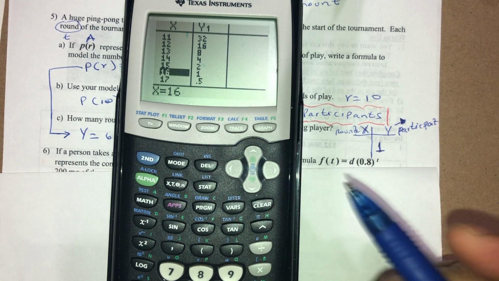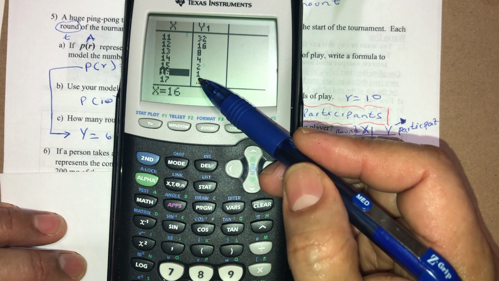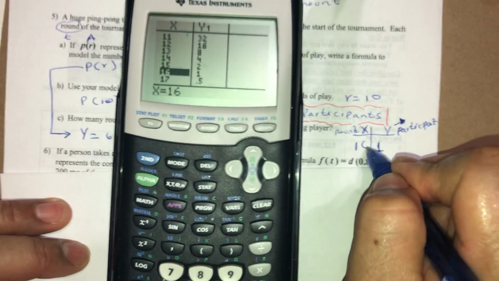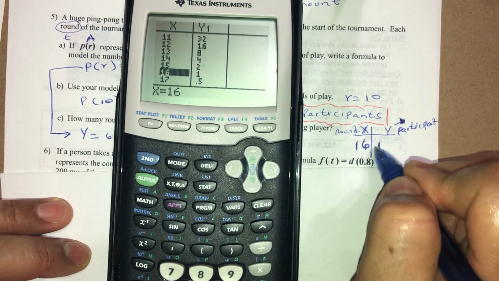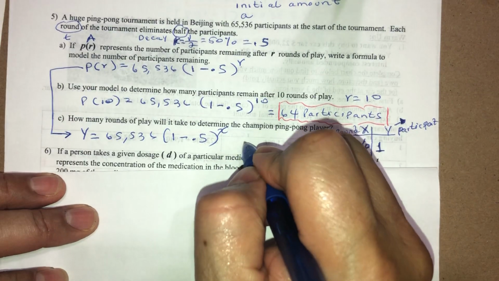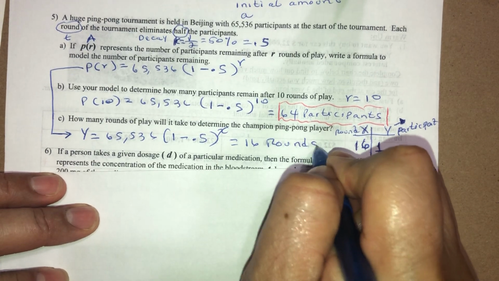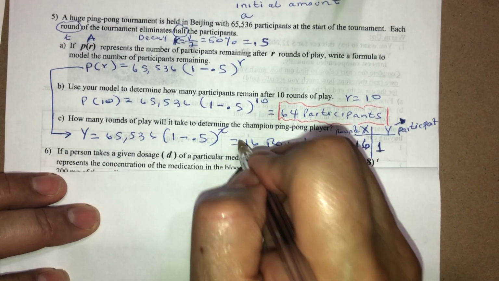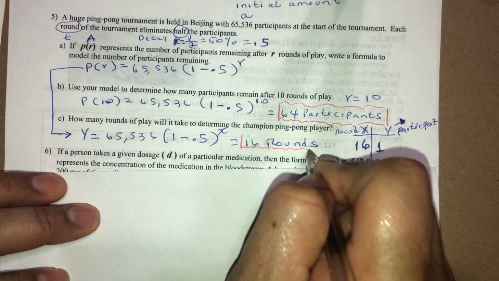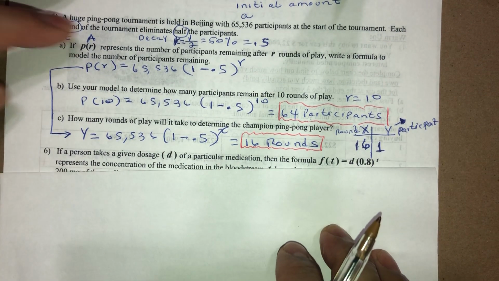When you have exponential, you never cross the x-axis, so it will get ugly. So that means that to find the winner, we have to play 16 rounds. So the answer for that one is going to be 16 rounds. You don't have anything like that on the homework, guys, so don't worry about it. Most of the homework is multiple choice, so you'll be fine. All right?